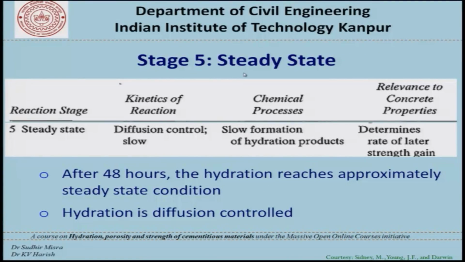Now, in the fifth stage, which is called the steady state, it is fully diffusion controlled, a continuation of the previous stage, and the reactions are very slow. The chemical process is the slow formation of hydration products, and this typically happens after 48 hours. The importance of this stage to concrete property is that it basically determines the later age strength gain.